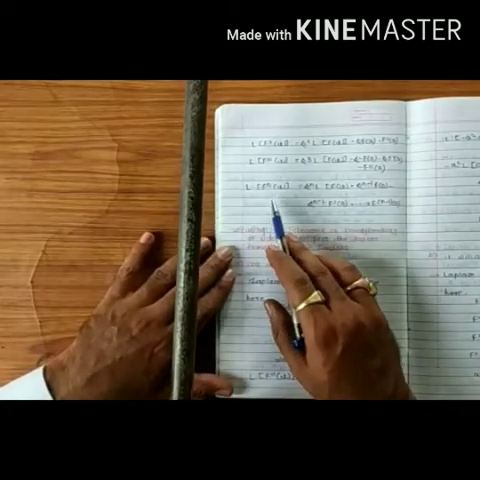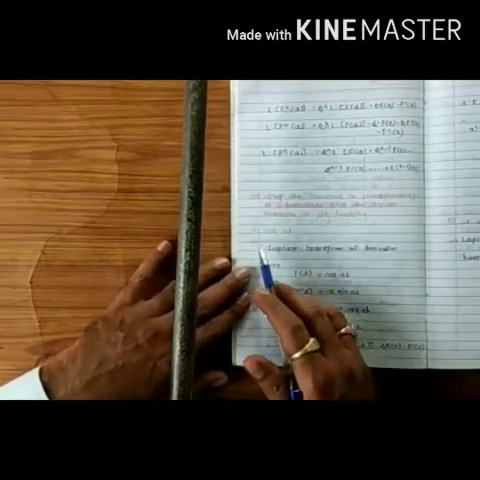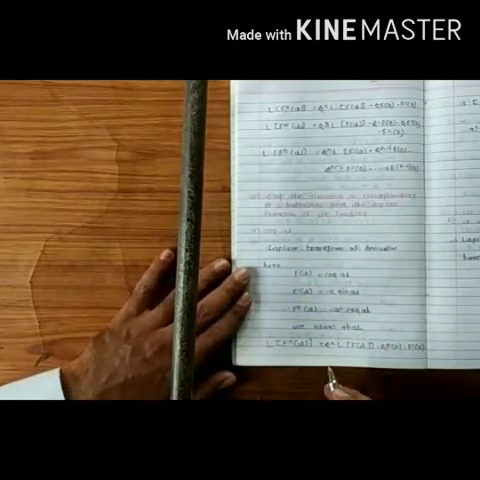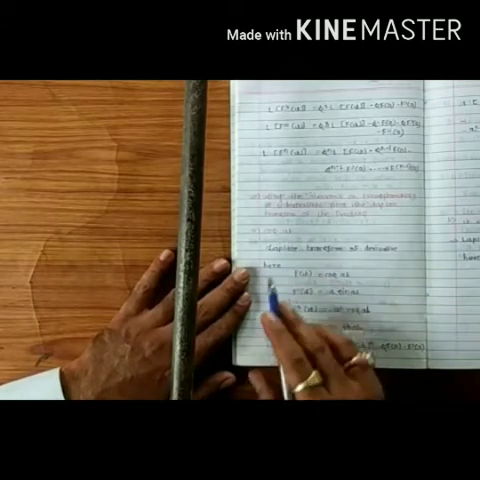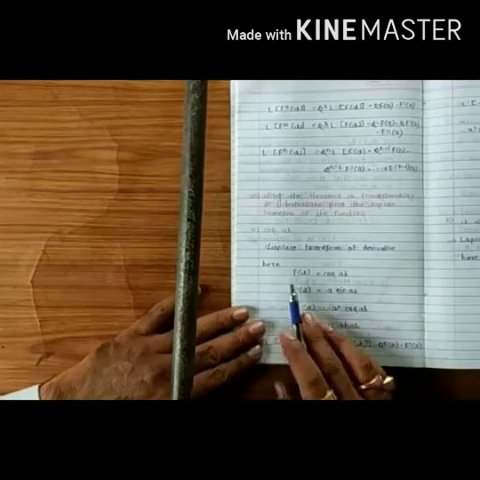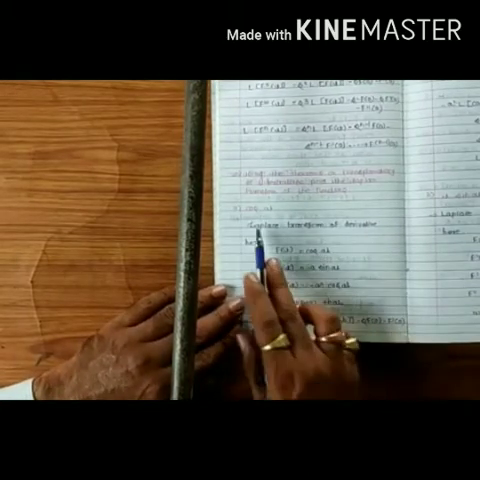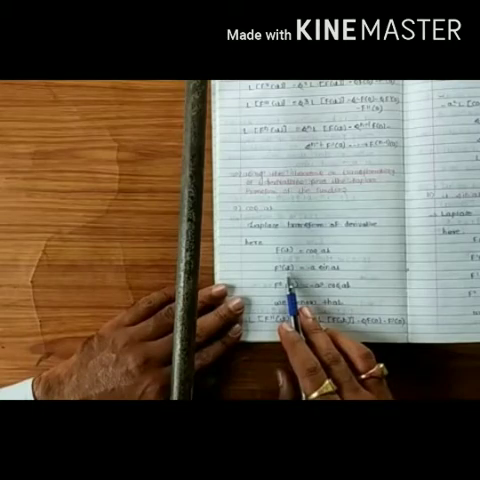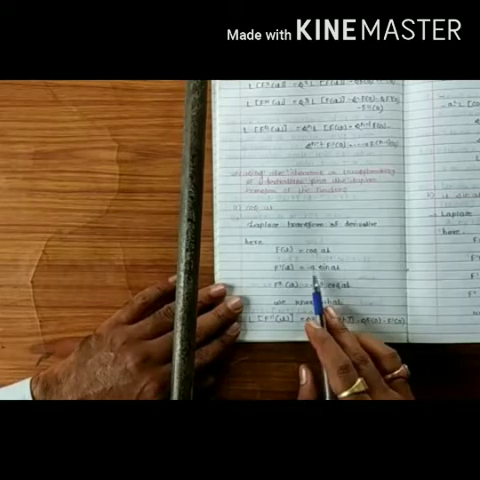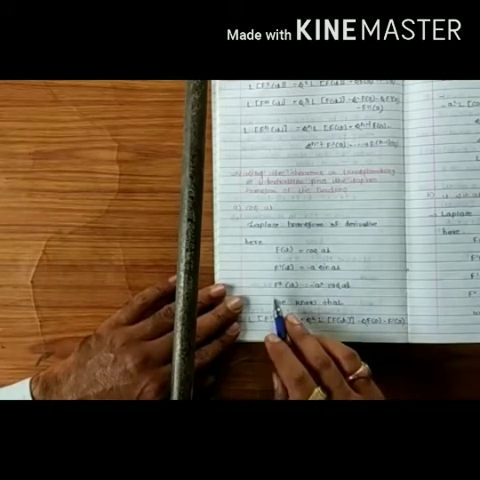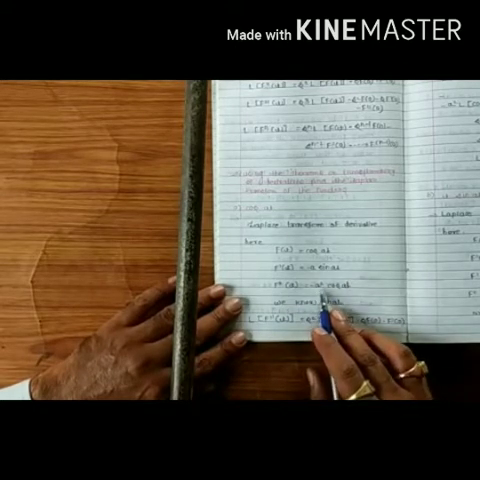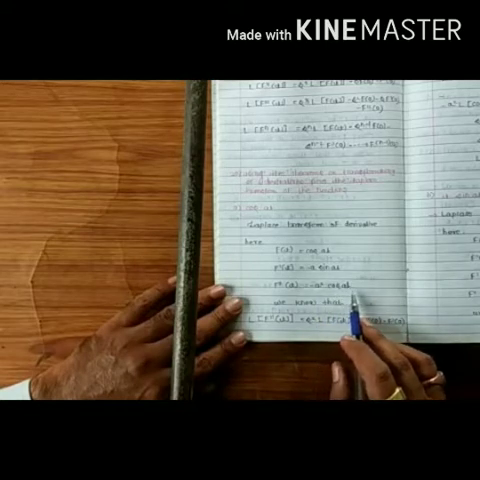Using the Laplace transformation of derivative we will find some examples. We take an example: how to find the Laplace transformation of cos at. So first of all we have to take what is f(t). f(t) is cos at. What is the differentiation? f'(t) is minus a sin at, and f''(t), differentiating again, is minus a square cos at.